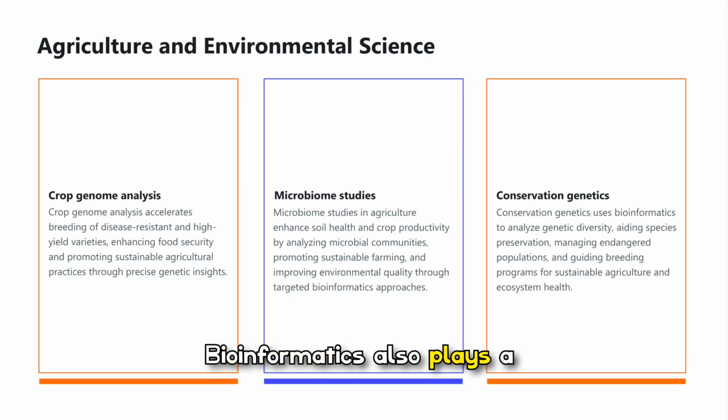Bioinformatics also plays a major role in agriculture and environmental science by enabling crop genome analysis to breed resilient varieties, by supporting microbiome studies that improve soil health and productivity, and by guiding conservation genetics efforts to preserve biodiversity and manage endangered populations using genomic insights.